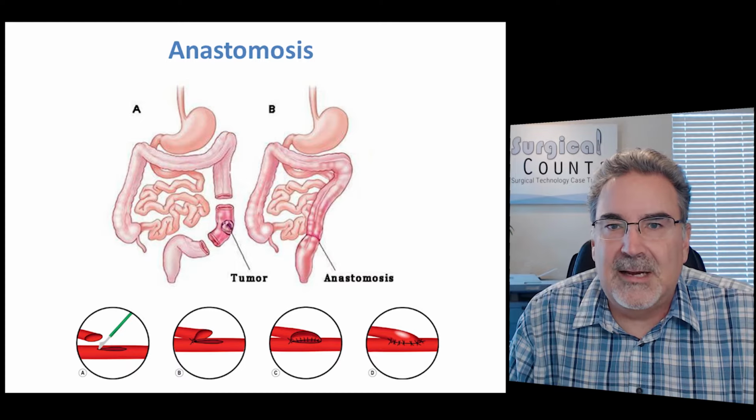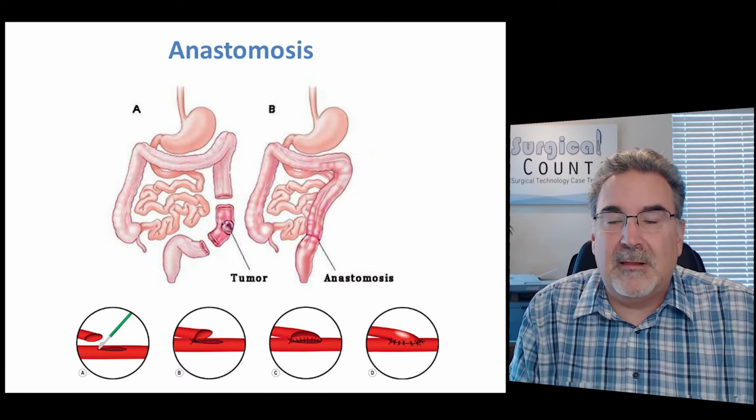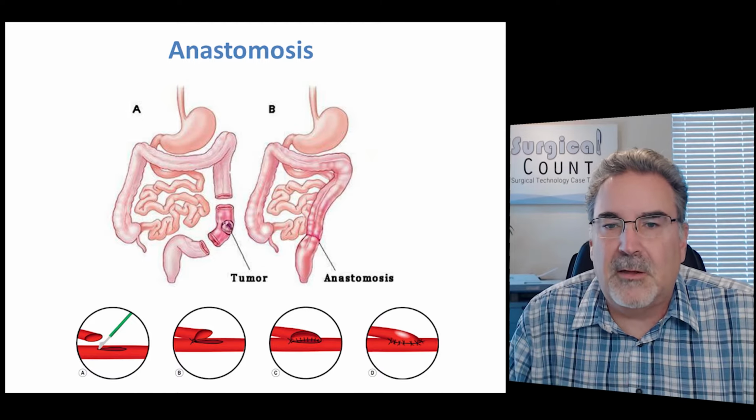This is a side-to-end anastomosis. So again, taking tubes and putting them together so that stuff can flow from one to the other, that is an anastomosis. So ectomy, you're going to remember this from medical terminology.